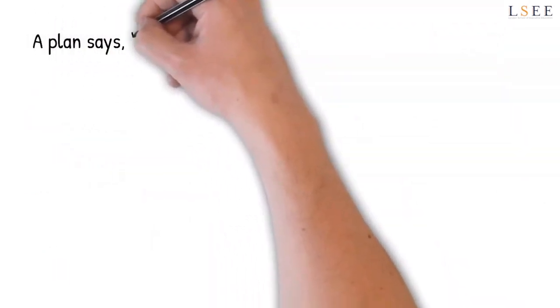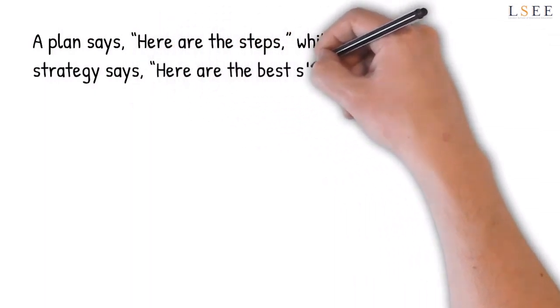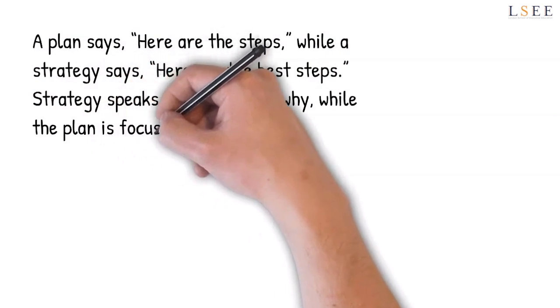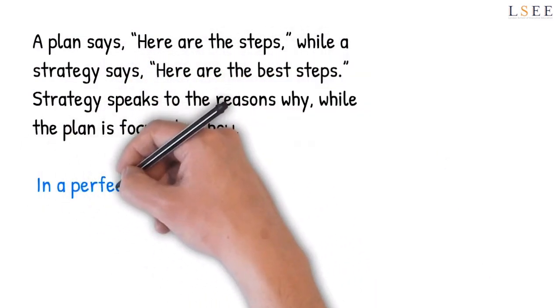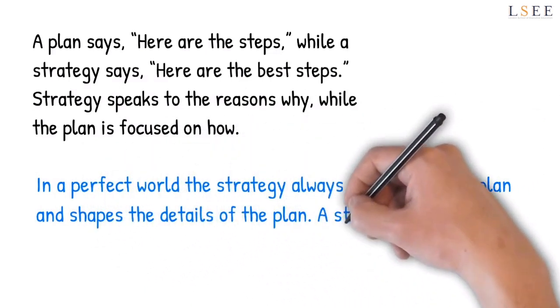A plan says, here are the steps, while a strategy says, here are the best steps. Strategy speaks to the reasons why, while the plan is focused on how. In a perfect world, the strategy always comes before a plan and shapes the details of the plan.